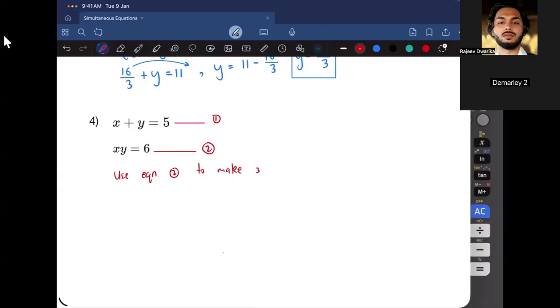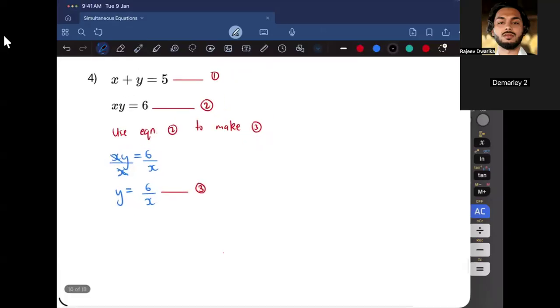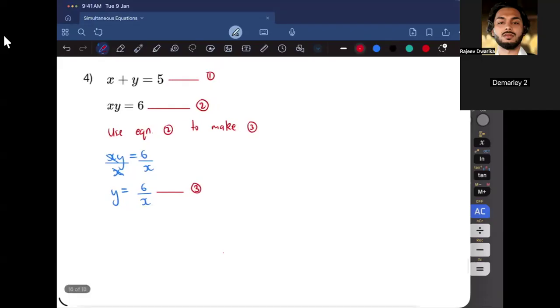to make 3. So you would have xy is equal to 6. And so I would divide both sides by x to find y. So y is equal to 6 over x. And that is 3. Right, so that's 3. Okay. And I'm going to plug that into equation 1.